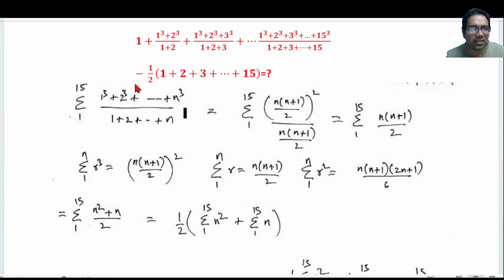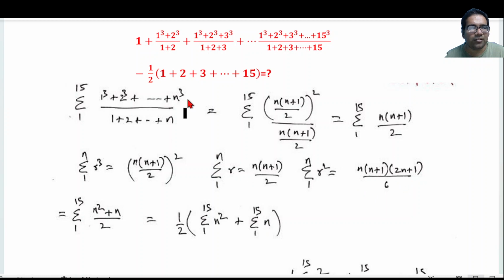What is the second term? The second term is exactly half of the sum of the first 15 natural numbers. This is exactly equal to half of sigma 1 to 15 n, which is the same as the second part of the first sum. Now what is sigma n square? The sum of squares of the first n natural numbers is n into n plus 1 into 2n plus 1 by 6. This we know.